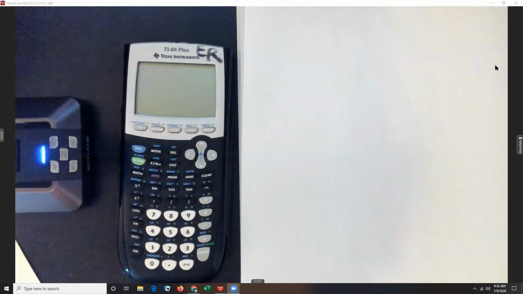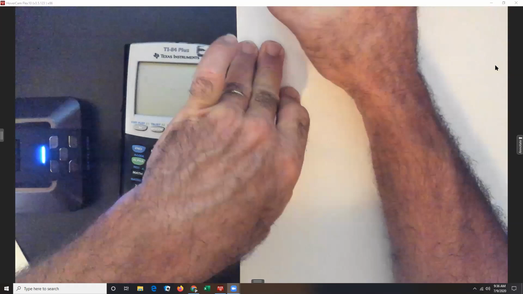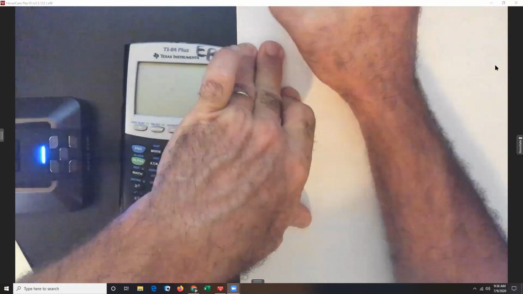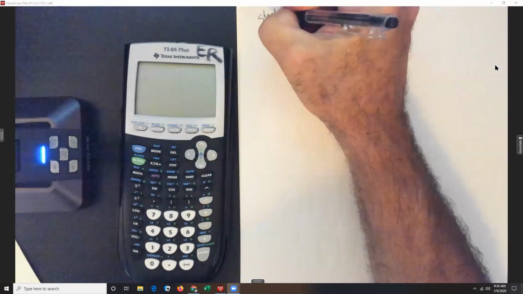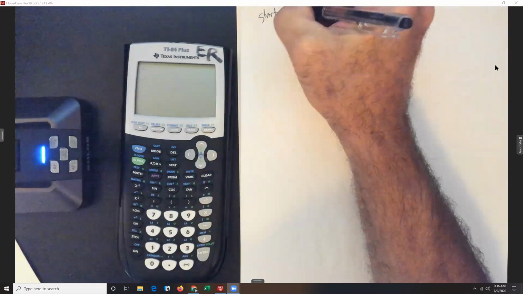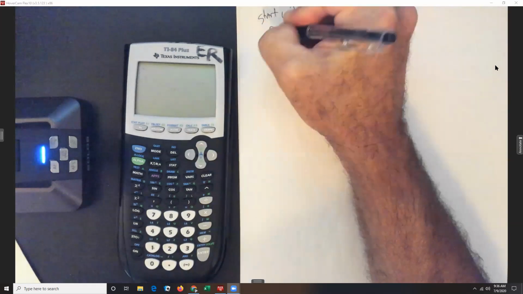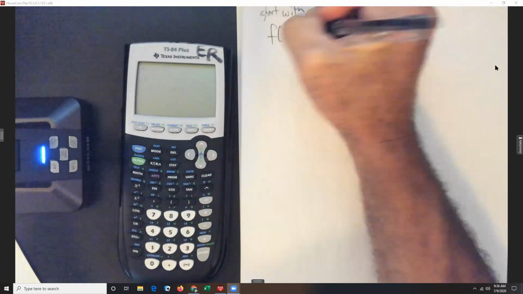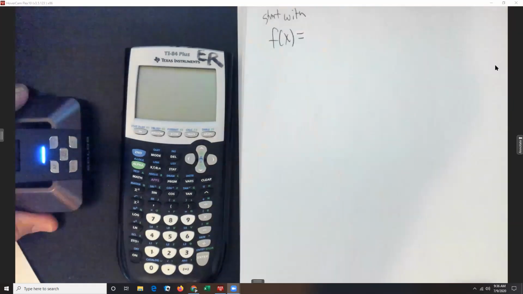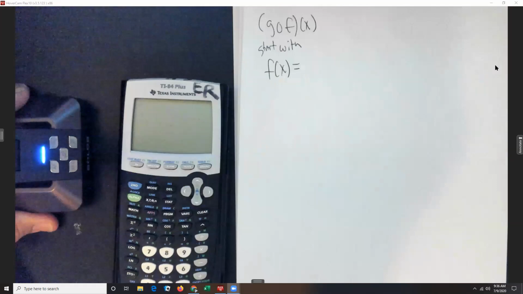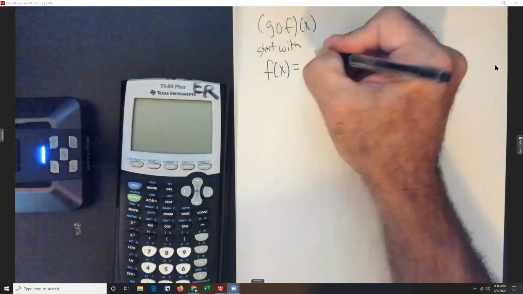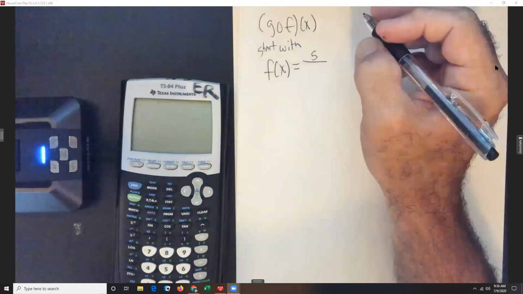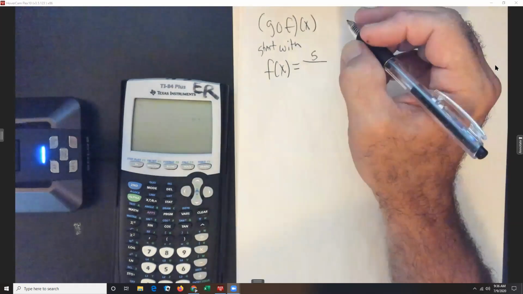Now we got to do g of f of x. So I would start with my f of x on this one, and f of x was 5 divided by 1 minus 6x.